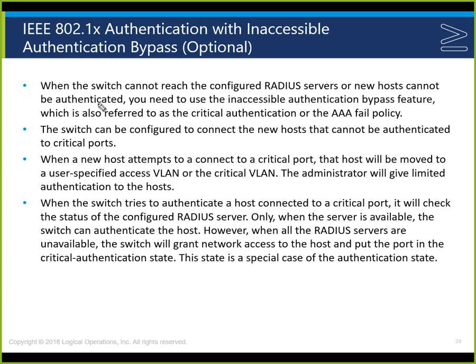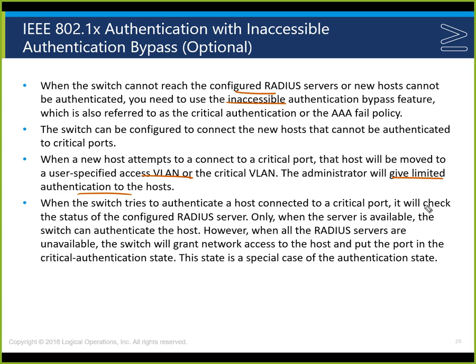Inaccessible authentication bypass, when it can't reach the RADIUS server. We talked about that. You can use the inaccessible authentication bypass feature if it's configured. It can be configured to connect new hosts that cannot be authenticated to the critical ports. Critical ports are the ones that are protected by 802.1x. Attempts to connect, the host will be moved to the user specified access VLAN or critical VLAN, and the administrator will give limited authentication to the host.